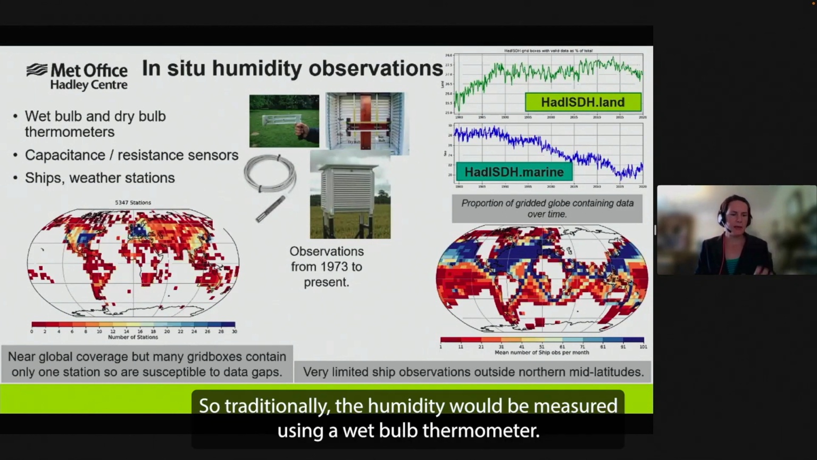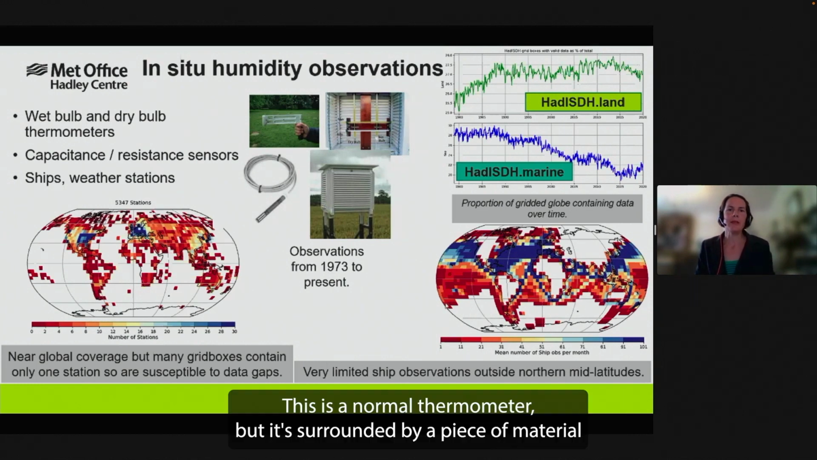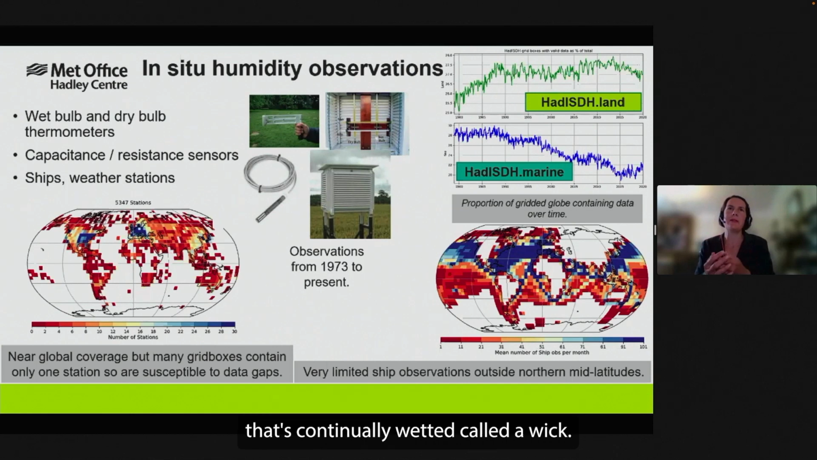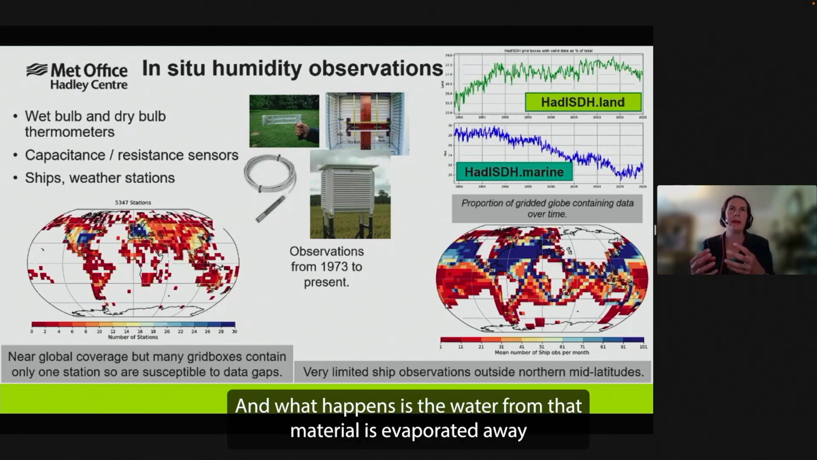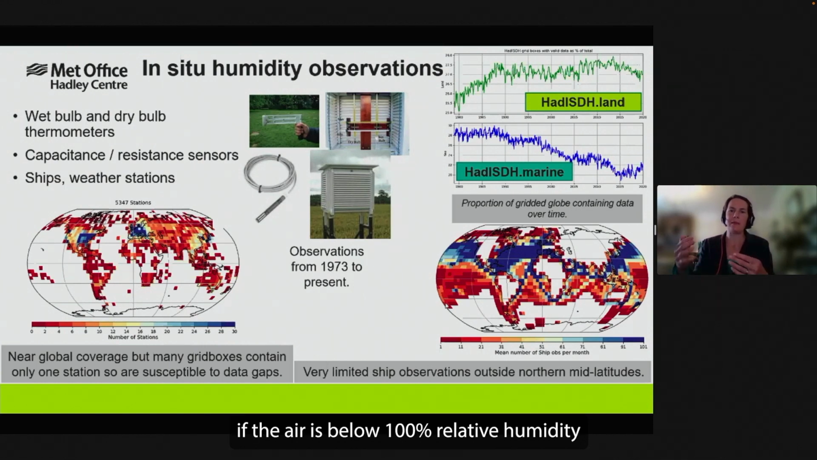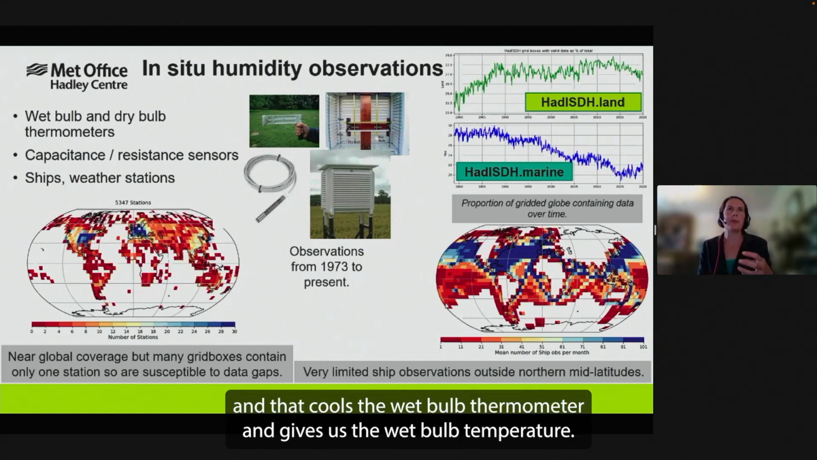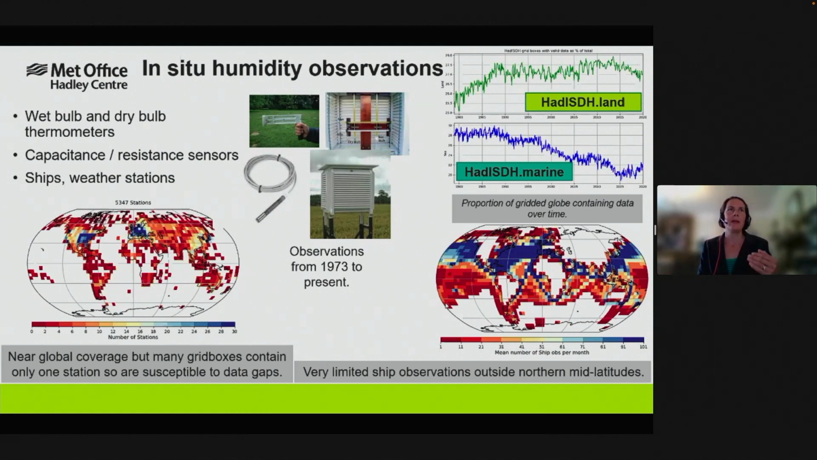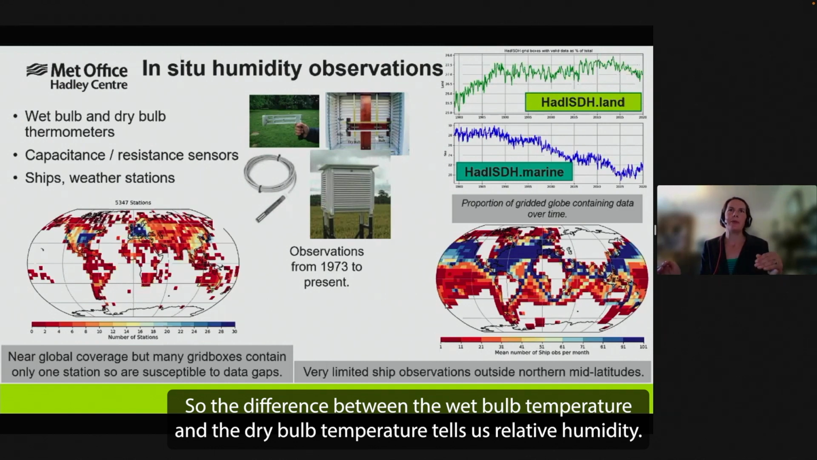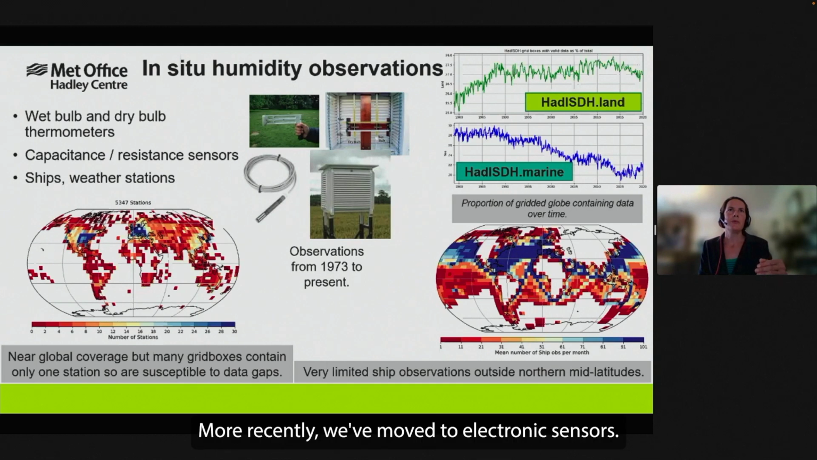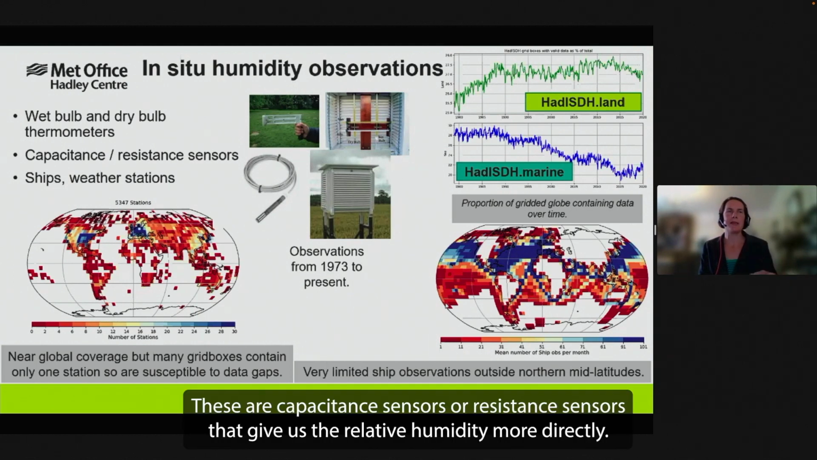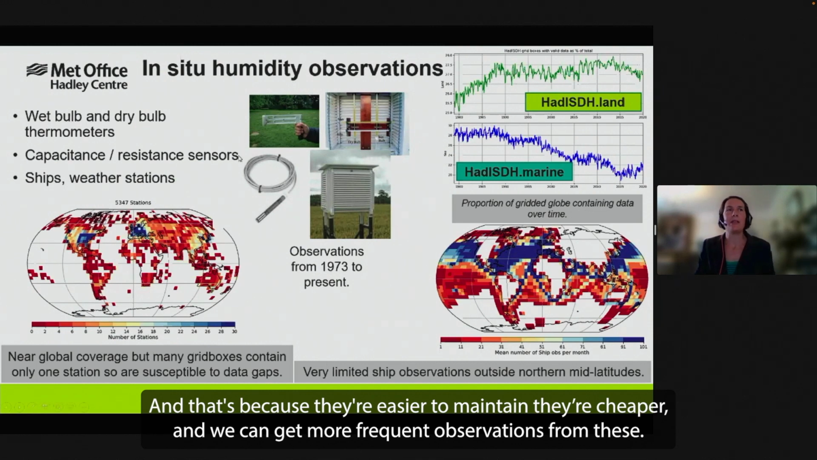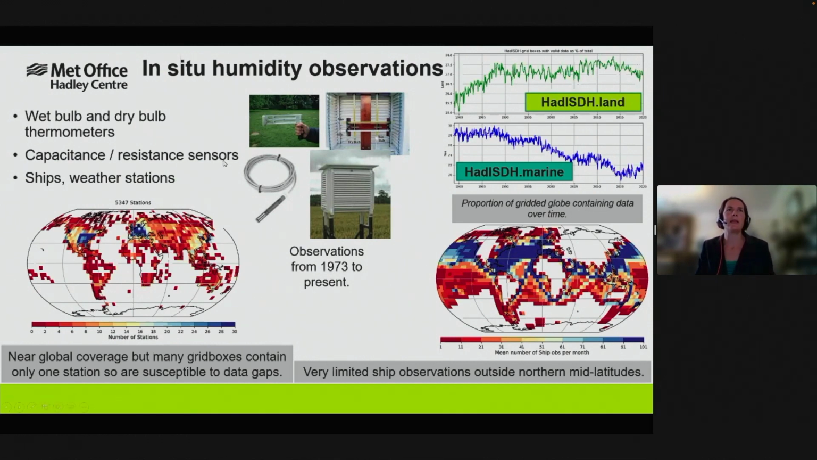Traditionally, the humidity would be measured using a wet bulb thermometer. This is a normal thermometer, but it's surrounded by a piece of material that's continually wetted, called a wick. The water from that material is evaporated away if the air is below 100% relative humidity, and that cools the wet bulb thermometer and gives us the wet bulb temperature. The difference between the wet bulb temperature and the dry bulb temperature tells us the relative humidity. More recently, we've moved to electronic sensors. These are capacitance sensors or resistance sensors that give us the relative humidity more directly, because they're easier to maintain, they're cheaper, and we can get more frequent observations from these.